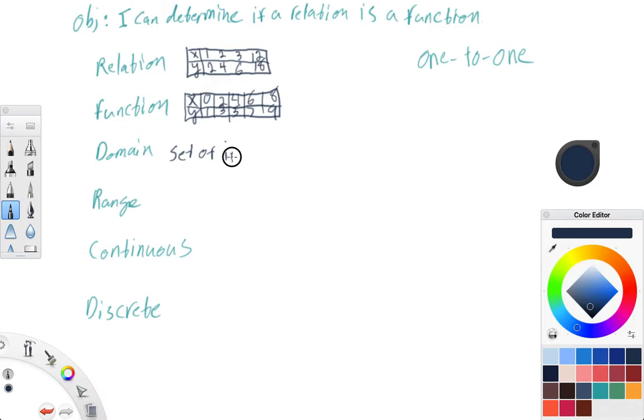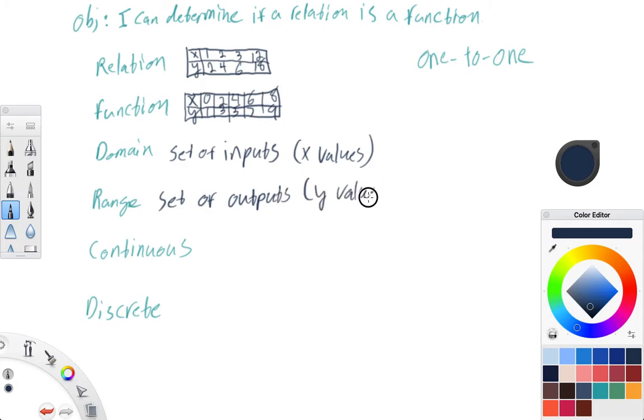The domain is the set of inputs. Another way of saying that is our x values. So if we were to look at the domain of our function, this one, then our domain would be 0, 2, 4, 6, 8. Our range then is our set of outputs, and we know those as our y values, right? So in this case it'd be 1, 3, 5, 7, 9. This one would be 2, 4, 6, 8.